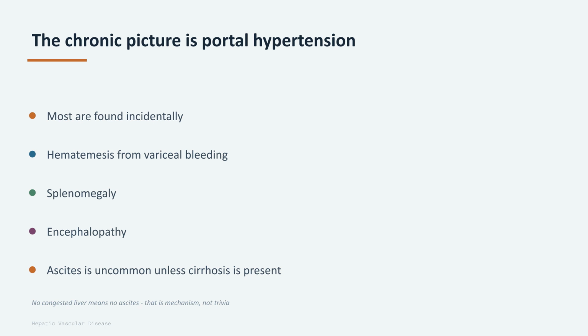Look closer at the chronic picture. Most of these are found incidentally. When symptoms do appear, they are the symptoms of portal hypertension: hematemesis from variceal bleeding, an enlarged spleen, and encephalopathy. Now the point I want you to keep: ascites is uncommon here, and that is not a trivia point. It is mechanism. The sinusoids are not congested. The blockage sits upstream of the liver. Add cirrhosis to the picture, and ascites appears, because now the sinusoids are hypertensive too.